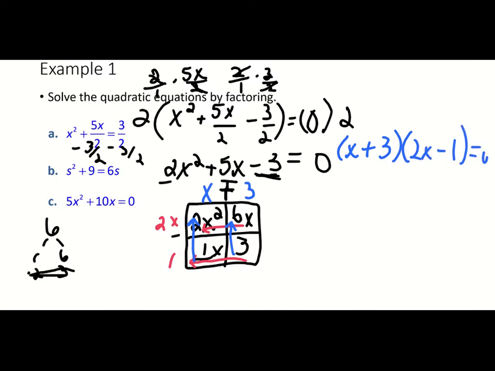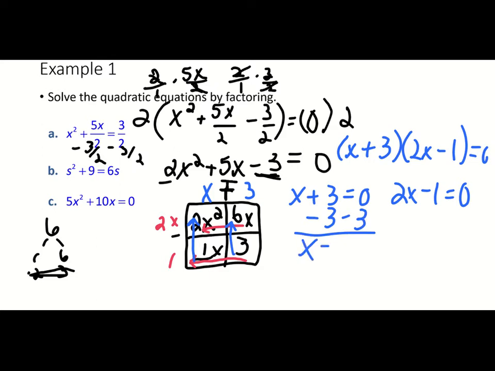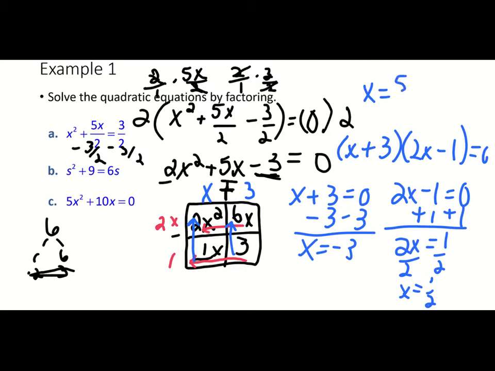And then again, to solve, we set both of those to 0, so x plus 3 equals 0, and 2x minus 1 equals 0. We'll subtract 3. So we get x equals negative 3, and then here we'll add 1. So I get 2x equals 1, divide by 2, x equals 1/2. So if I write my answer as a solution set, it would be negative 3, comma, 1/2.